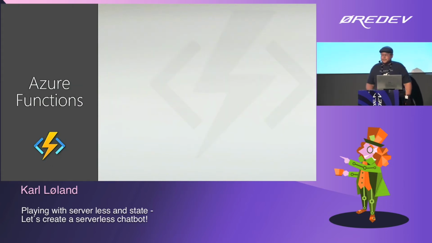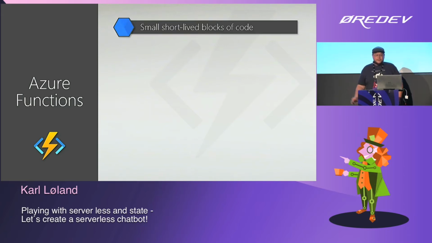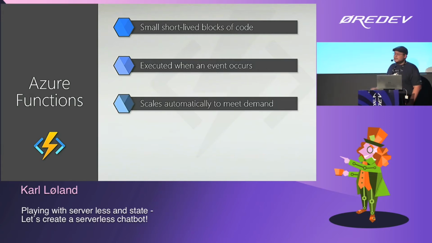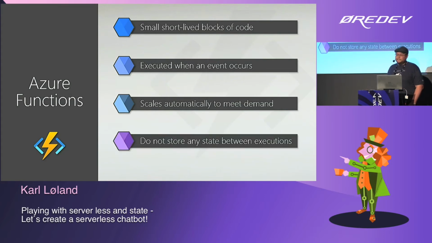So what are Azure Functions? Well, I assume most of you know this, as I said, but for those of you who don't know, I will do a very quick and dirty introduction. So here are Azure Functions in 4 sentences. Functions are short-lived blocks of code. They are executed when an event that they listen to is fired. It scales automatically to meet the demand to process all events that occur. And it does not store any state between its executions. It's one of the most popular serverless offerings from Microsoft.